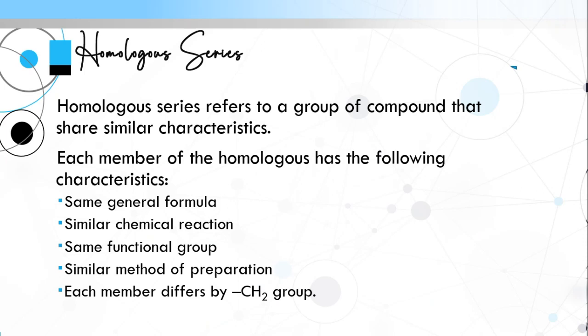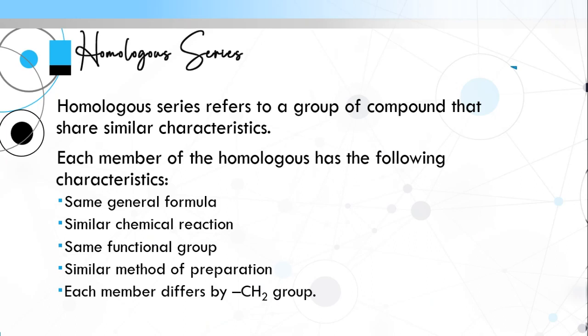Okay, so if we want to classify a compound into any particular homologous series, we need to see what kind of characteristics that compound has, and then try to match it with the ones we have in our homologous series. I listed down here five characteristics. Actually, there are more characteristics for the homologous series, but these are quite important ones.